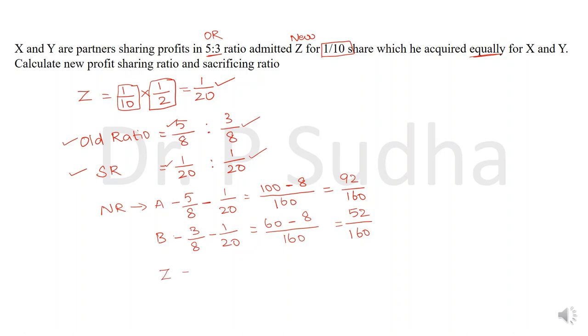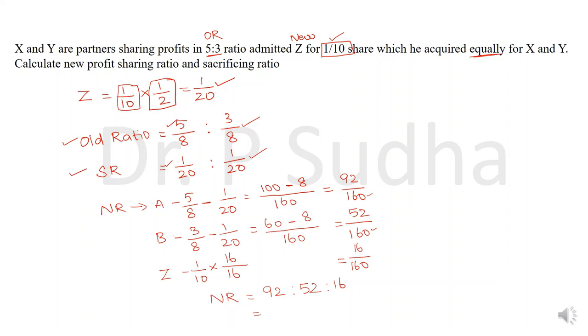Now Z. What is Z's share? Look into the question. Z is taking 1/10 share. So 1 by 10. But we want the common denominator of 160. So if you multiply this by 16, we will get 160. Numerator and denominator both we are multiplying by 16. 16 into 1 will give you 16. 10 into 16 will give you 160. So now the new ratio is 92 is to 52 is to 16.